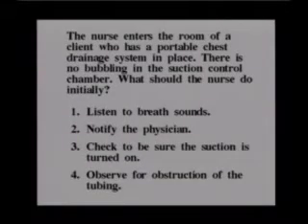Let's look at a question. The nurse enters the room of a client who has a portable chest drainage system in place. There is no bubbling in the suction control chamber. What should the nurse do initially? 1. Listen to breath sounds. 2. Notify the physician. 3. Check to be sure the suction is turned on. Or 4. Observe for obstruction of the tubing. Now this said there was no bubbling in the suction control chamber, so the first initial thing you do is number 3, check to be sure the suction is turned on.